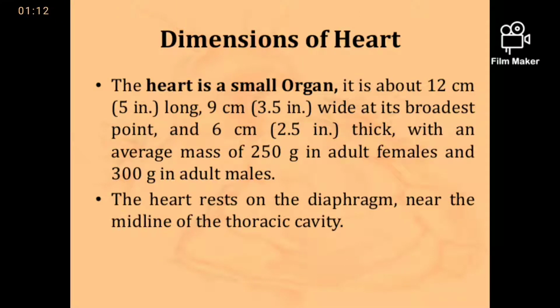Dimensions of the heart. The heart is a small organ. It is about 12 centimeters or 5 inch long, 9 centimeters or 3.5 inch width at its broadest point, and 6 centimeters or 2.5 inch in thickness, with an average mass of 250 grams in adult females and 300 grams in adult males. The heart rests on the diaphragm near the midline of the thoracic cavity.